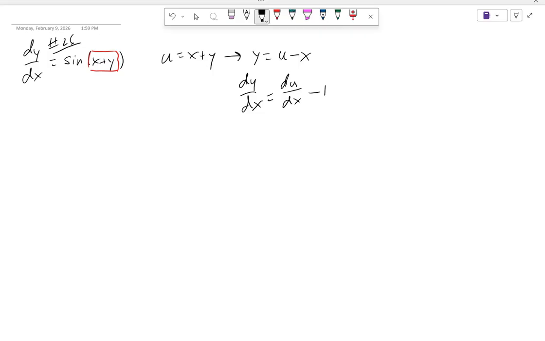Or like Trey said, if I write this as differentials, I can also think of it as dy equals du minus dx, right? You can do it that way too, either or. So let's see what happens when we do our substitution here. dy/dx is du/dx minus 1, and the right-hand side is sine of u.